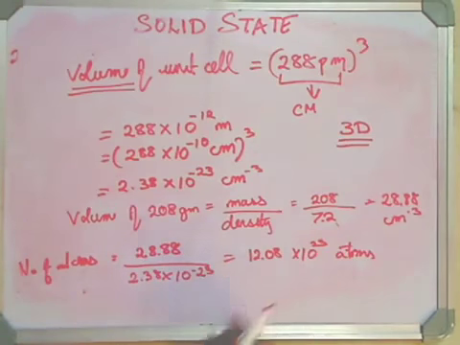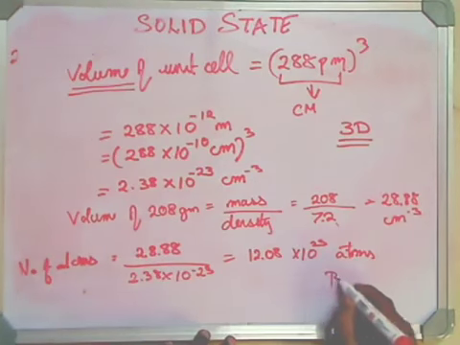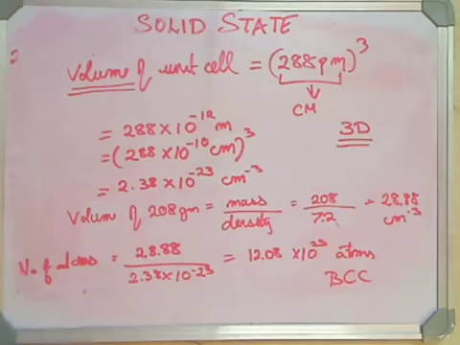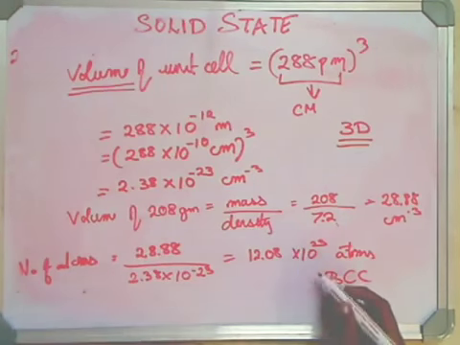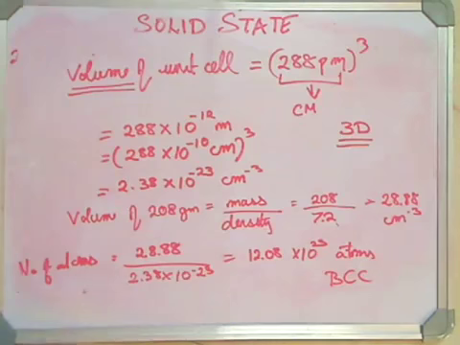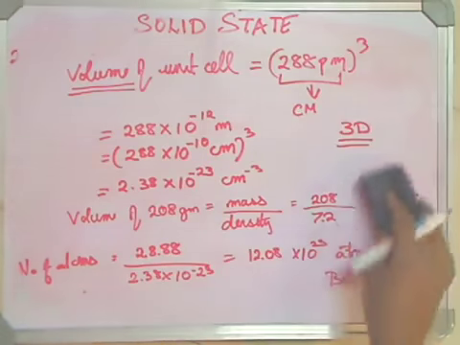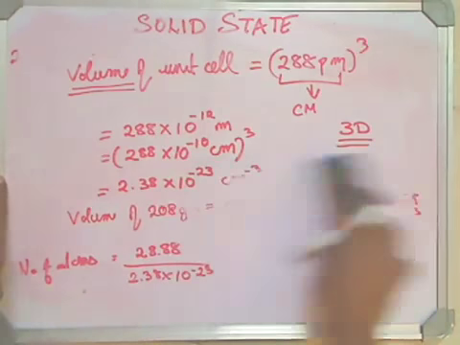Now this is the answer that we've been looking for, and this is how we've arrived at it. Remember here they have considered a BCC type of structure. So for a BCC structure, this is what you would do in order to find out the number of atoms being present in this structure. Now, let me move on to another problem.